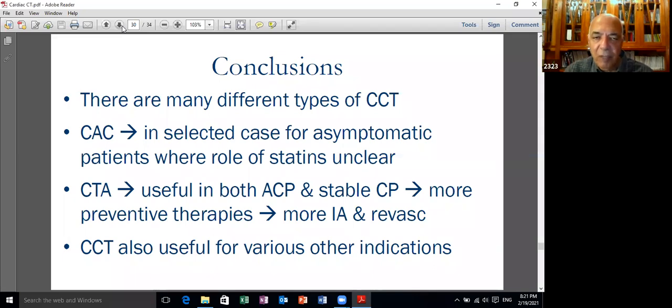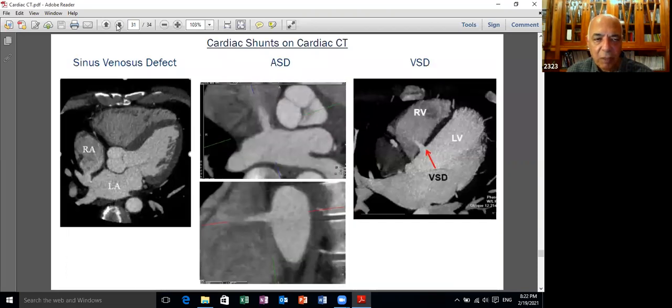So in conclusion, for the coronary arteriograms, there are many different types of cardiac CT. Cardiac CT is selected in the asymptomatic patients to show the calcium scoring. CT angiography is useful for the acute coronary syndrome as well as for stable patients, as we just alluded to, and is also useful in other conditions. So if you look at the other conditions, sometimes in patients with sinus venosus defect, in which there is a defect at the upper part of the interatrial septum, you occasionally can't see it even by transesophageal echo.